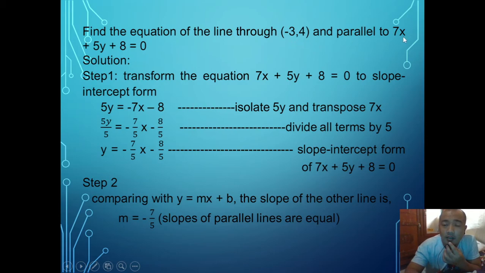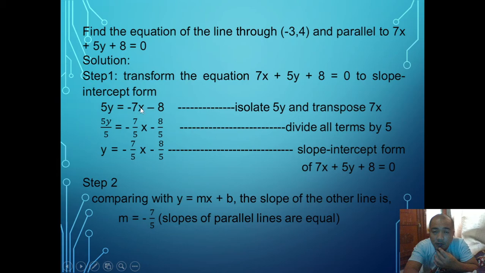So, if it is parallel to 7x plus 5y equals 8, they have the same slope. So, what is the slope of 7x plus 5y plus 8 equals 0? First, step 1, transform this to slope-intercept form, y equals mx plus b.